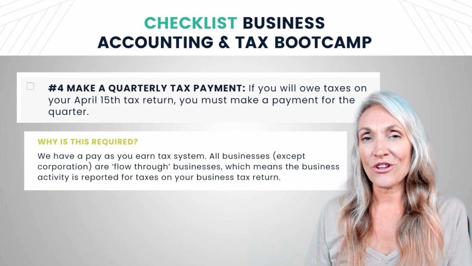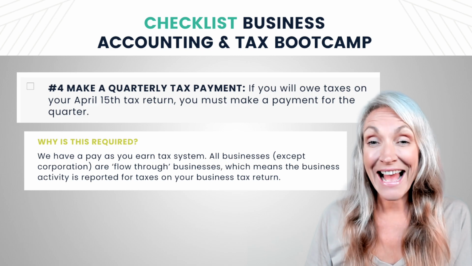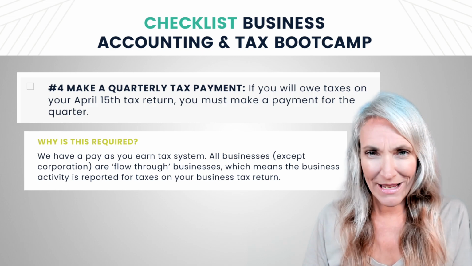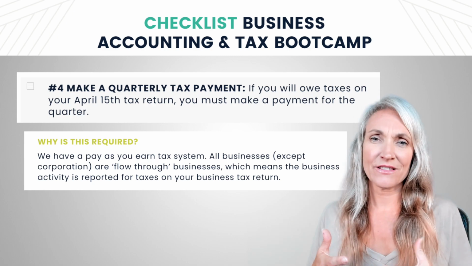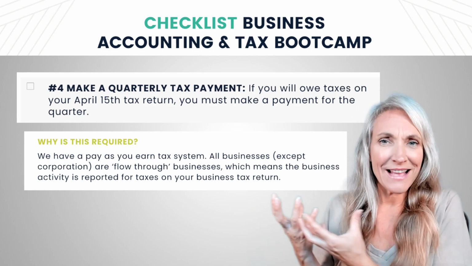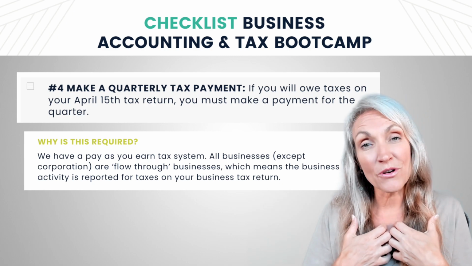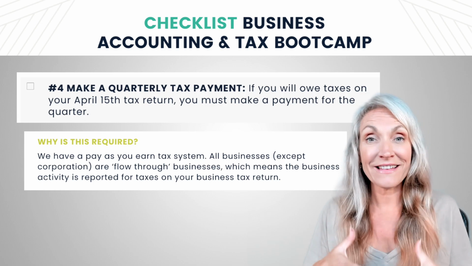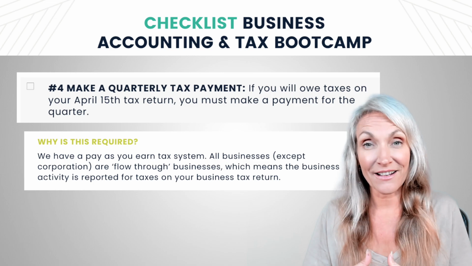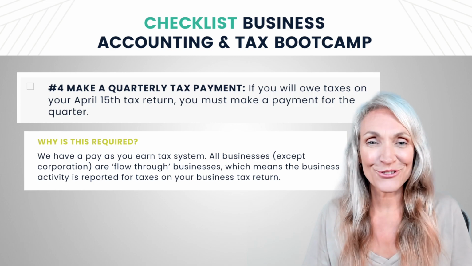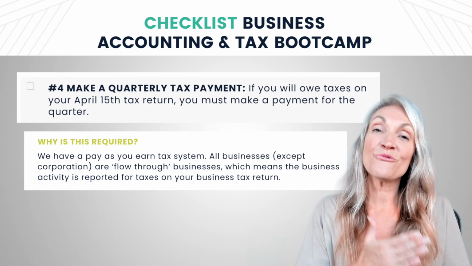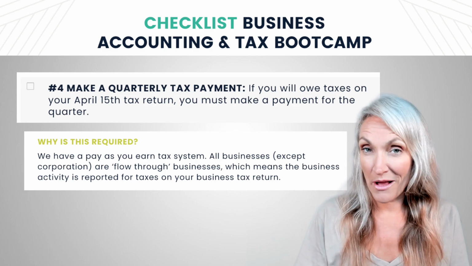Well, we have what's called a pay-as-you-earn tax system. So all businesses except the corporation are flow-through entities, which means your business activity comes through to you personally based on how much of the business you own. And then you pay taxes for that business income on your tax return. And because we have a pay-as-you-earn system, you need to pay 4 times throughout the year.